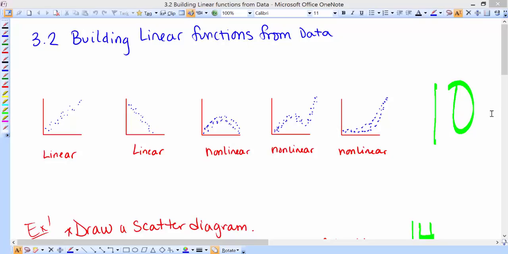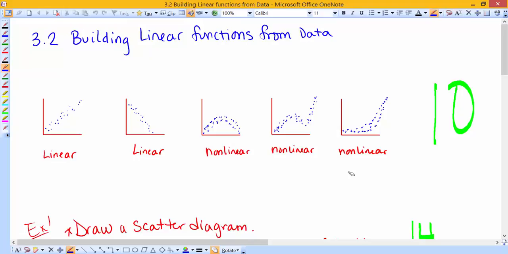3.2, building linear functions from data. So this is our first look at scatter plots. You did cover scatter plots a little bit in maybe Math 2 and Math 3. So it just kind of depends on what your teacher was able to cover during that time. But you're going to see them really briefly here. And after that, you're really not going to see them much again until you get to college.